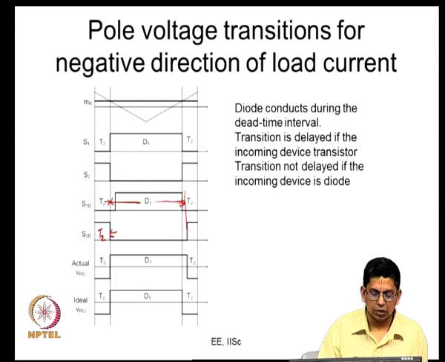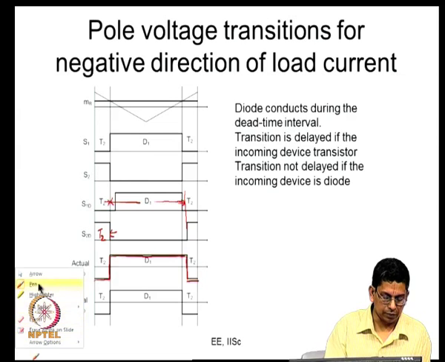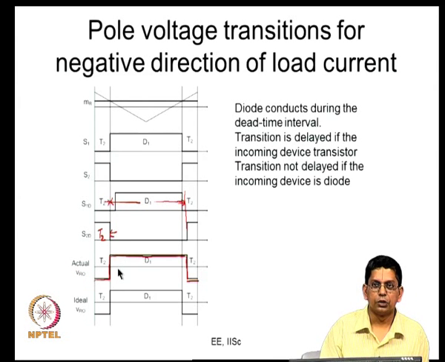So, what happens? Because the diode comes into conduction here itself, it takes over from the transistor to diode, your pole voltage is switching like this. Then it follows like this, since the diode conducts all the way, up to this interval here. So, the pole voltage is positive and it goes like this now. I hope this point is clear.